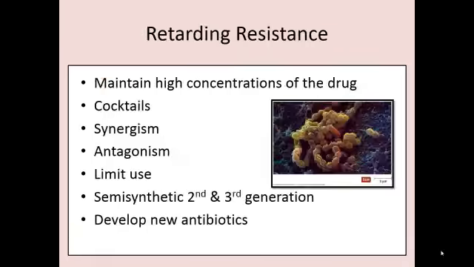Even though development of resistance is a natural process, that doesn't mean that we have to encourage it or make it go faster. In fact, we do an awful lot of things to retard the development of resistance. So one of the things that we can do is maintain high concentrations of the drug. We're more likely to kill off all of the sensitive organisms. Your immune system goes in, clears out the resistant organisms.